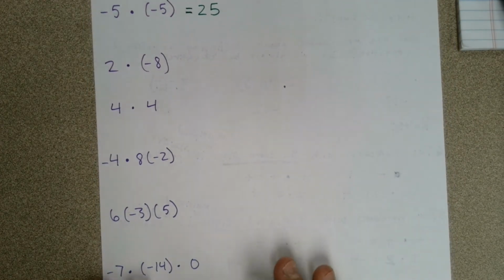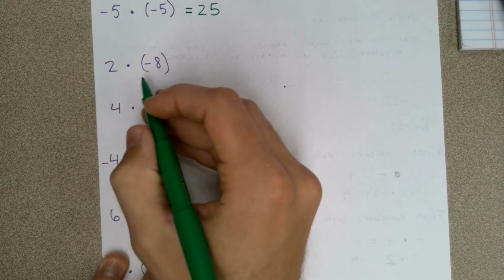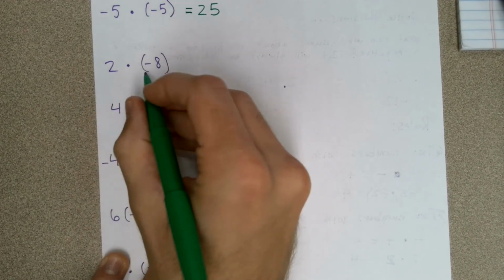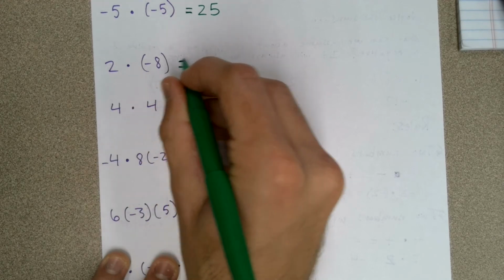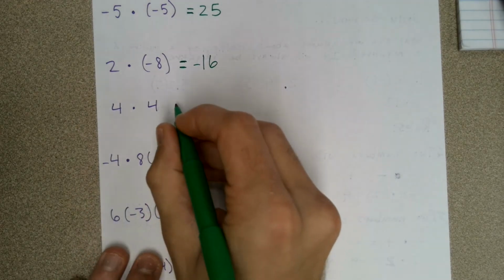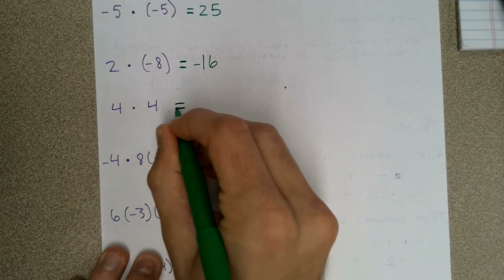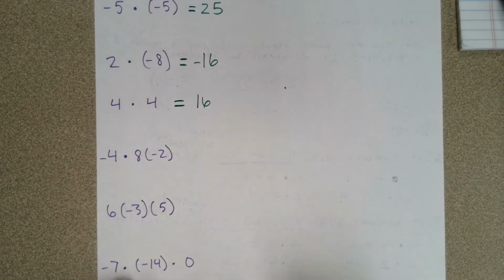Next one, we got 2 times negative 8. Signs the same or different? They are different. We have a positive 2 and negative 8. Multiply those together. We know it has to be a negative because they have different signs. Negative 16. Next one, you know this one right off the top of your head. 4 times 4, you see that they're both positive. Another example, 16, positive 16.